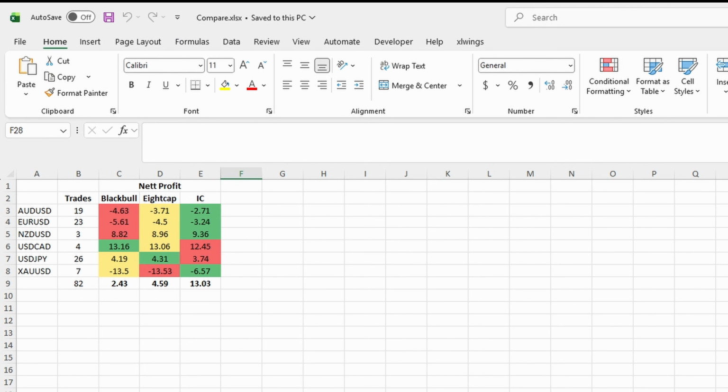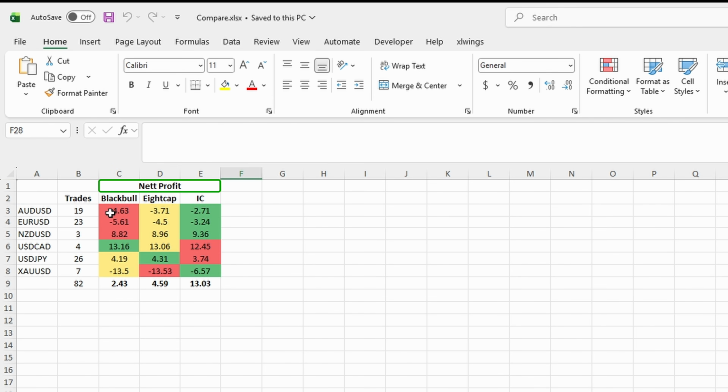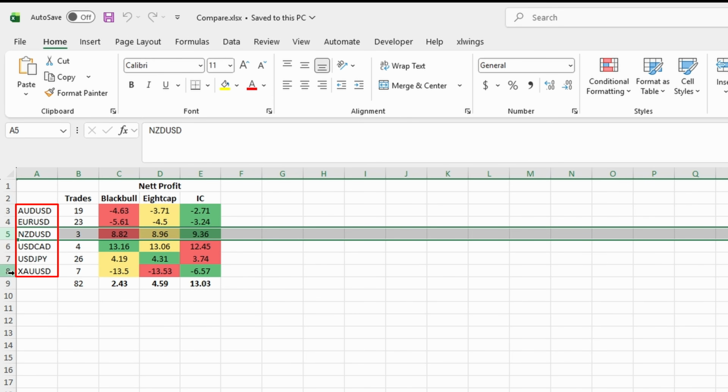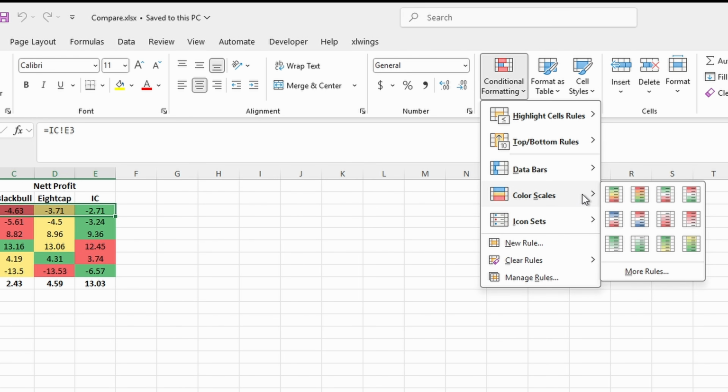And I've got a spreadsheet here where I've imported those results and I've compared them. So I'm just looking at the net profit here, and we can see that I've got each strategy. We've got a single strategy on each pair, as I said, so 6 in total. I've shown the count of trades here, and basically I've just taken each line for simple demonstration purposes.